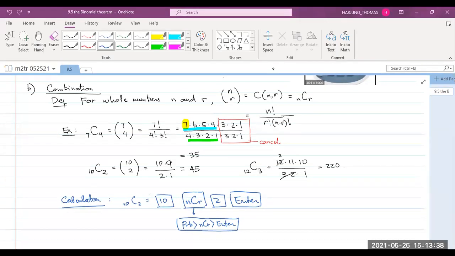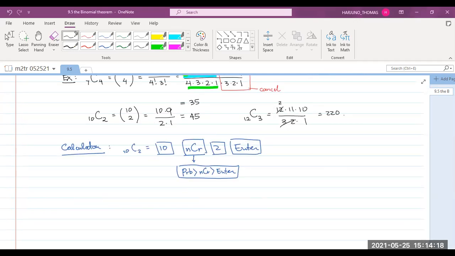Okay, now let's try one more. Try this one, 12 combination 3. Do you really get 220? Okay, I assume you get it. Now let me go on.